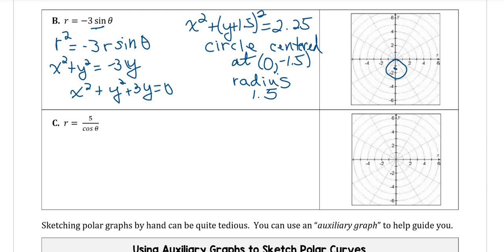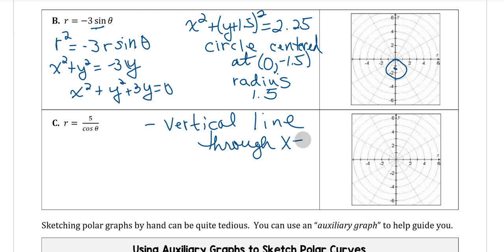Okay? And then finally the last one. This is going to be a vertical line, because we just did one like this. We just did this. It was letter A of number 4. So this is a vertical line through x equals 5. So to verify that, what I'm going to do is multiply both sides by cosine theta, and then this becomes x equals 5. So it is going to look like this.